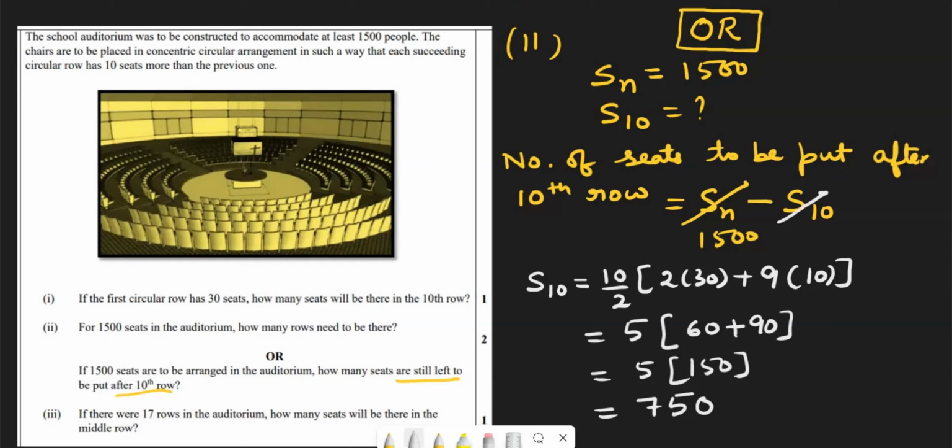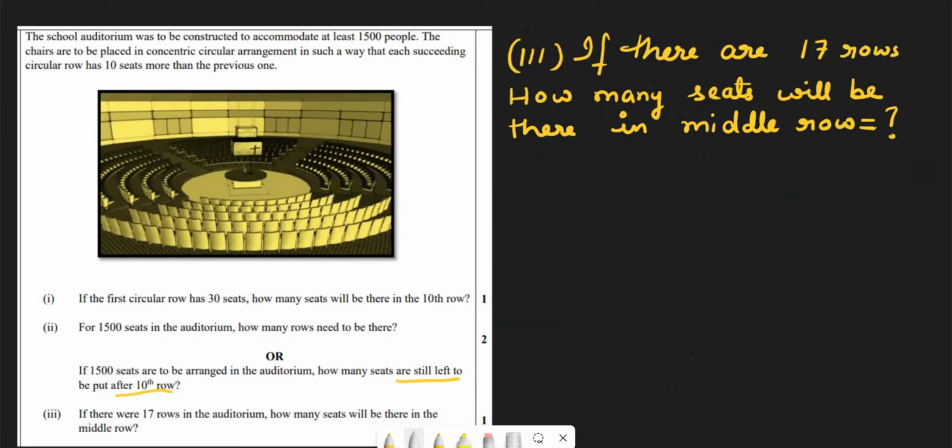So the number of seats which are placed after the 10th row is 1500 minus 750, that is 750 remaining seats. Which means half of the total number of seats are already placed. The remaining half is left, that is 750. So 750 chairs have to be placed after the 10th row so that 1500 chairs are accommodated in the room.